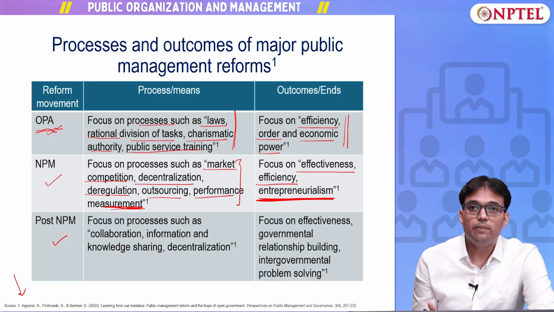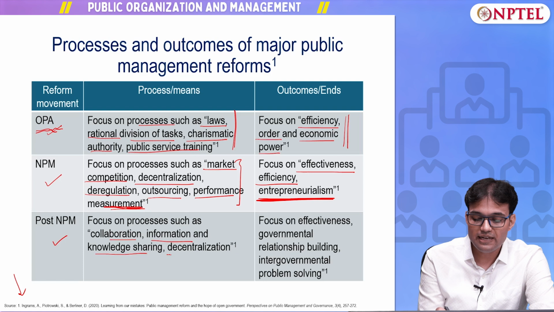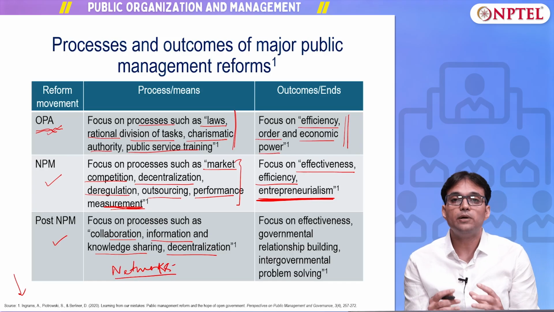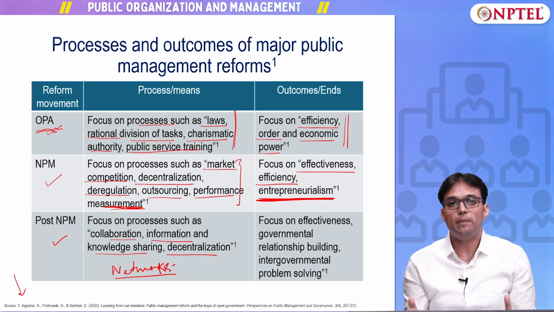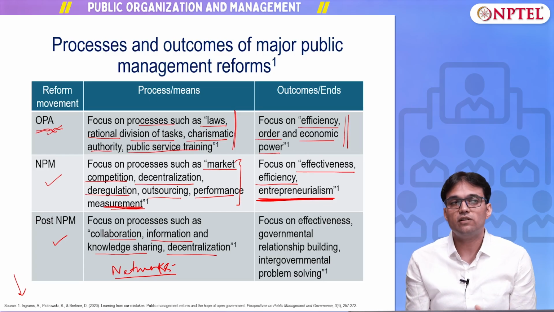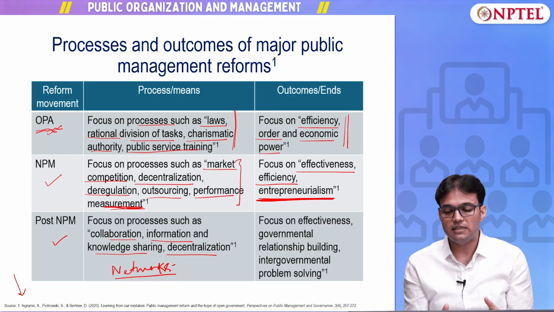Then post NPM, post new public management, the focus is on processes such as collaboration, information and knowledge sharing, decentralization. I talked about this: focus on networks, partnerships, collaborative governance and so on and so forth was the post NPM. So we don't have now one particular theme which is prevailing in terms of administrative reforms. We have now many jargons and many concepts which are trying to provide the edge to the public sector organization in terms of increasing their efficiency, right?